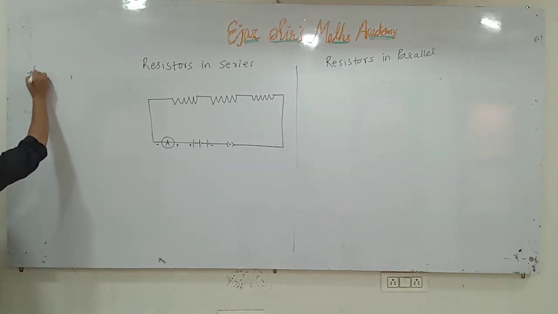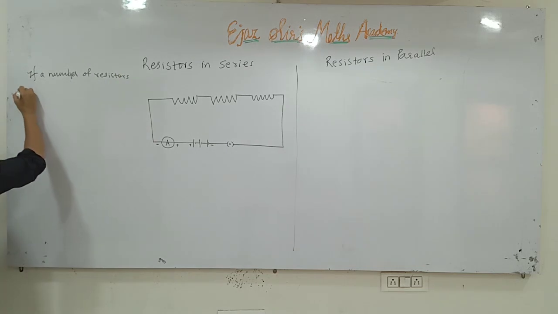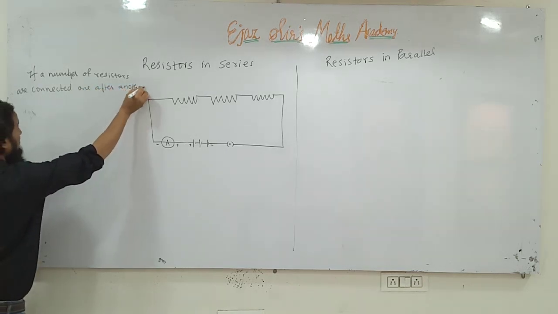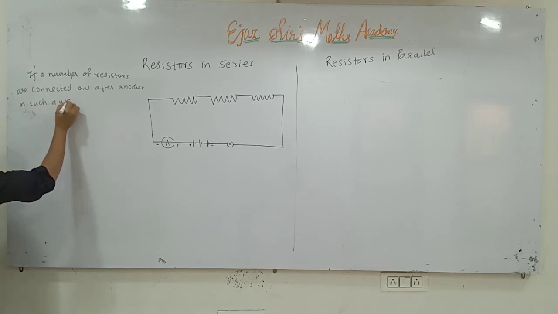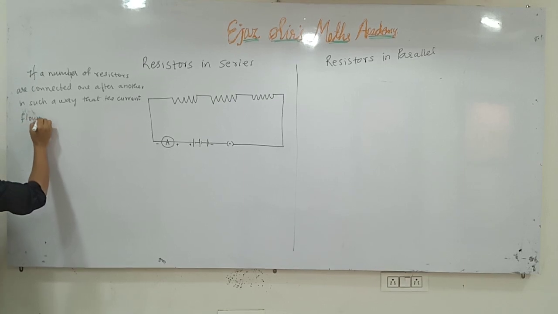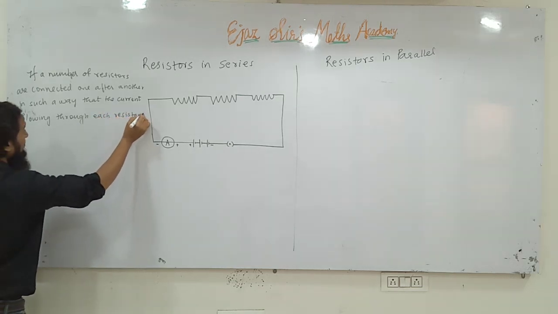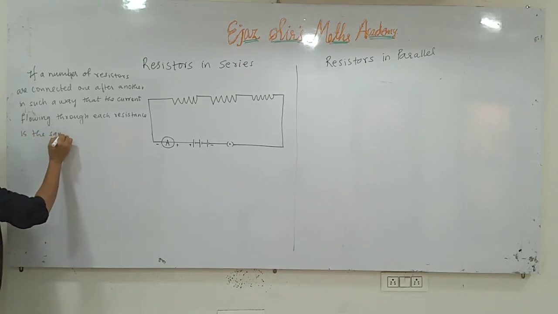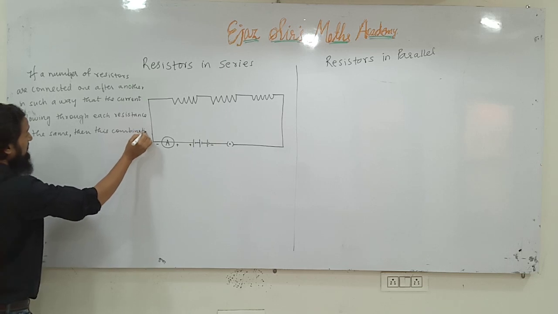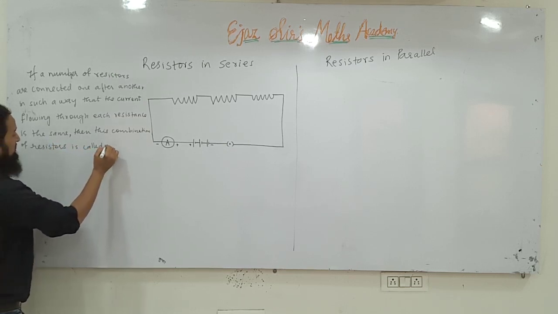If a number of resistors are connected one after another in such a way that the current flowing through each resistance is the same, then this combination of resistors is called resistors in series.